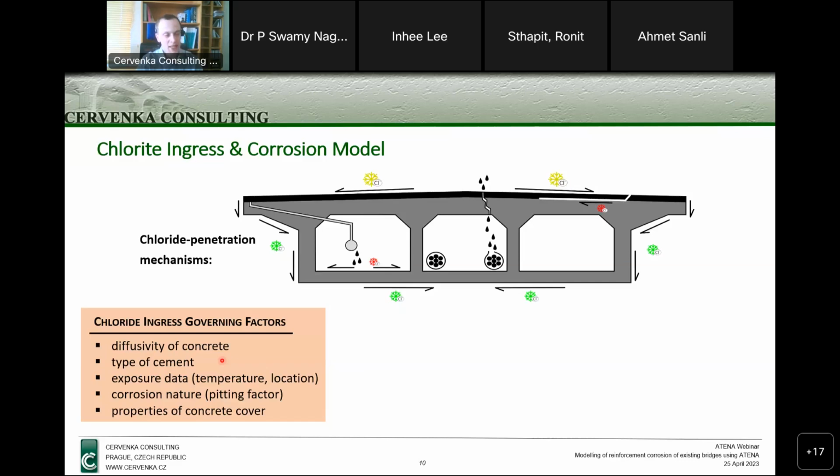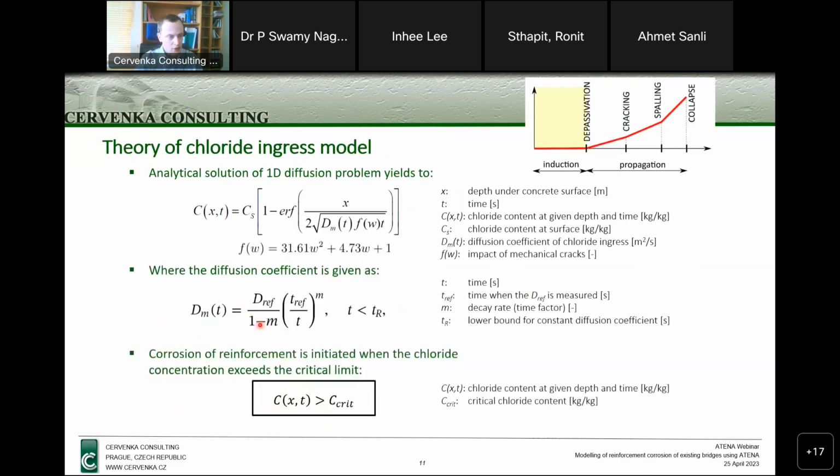Also, it depends on the nature of the corrosion, how well it is localized. For example, the corrosion due to the chloride attack is more localized, has a higher pitting factor than the corrosion from the carbonation of the concrete cover, etc. So this was the basic overview, and now I will just quickly go through the theory.